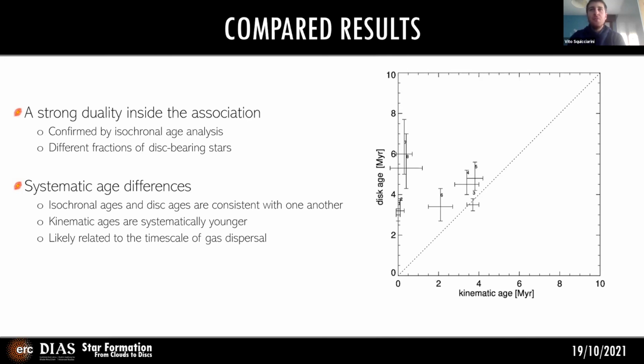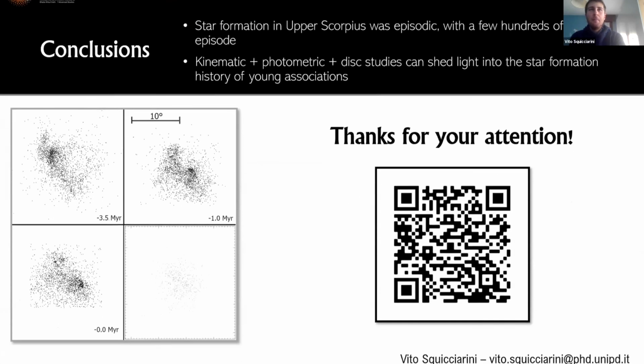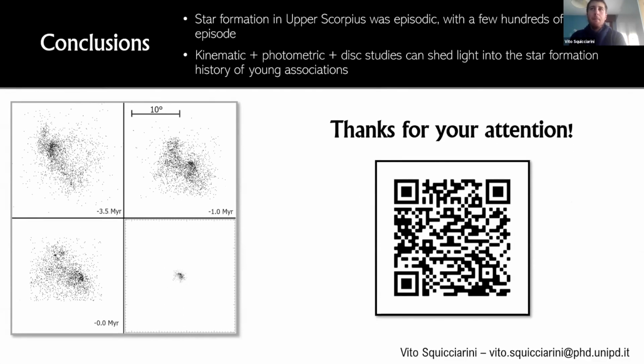So just to conclude my talk, we could identify that this young association had an episodic star formation history with some hundreds of stars that were born independently in each episode. And the combination of kinematics and photometry and also the presence of disks can really help shed light on the star formation history of the young association. And here I'm done. Thanks for your attention, and I'm happy to answer your questions.